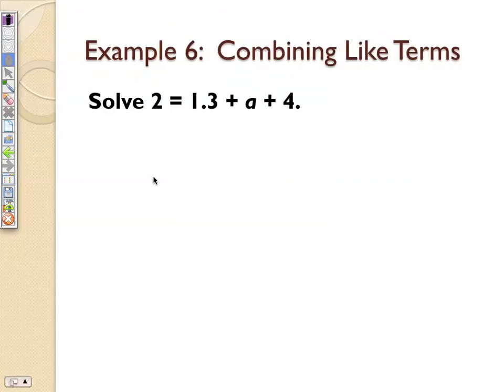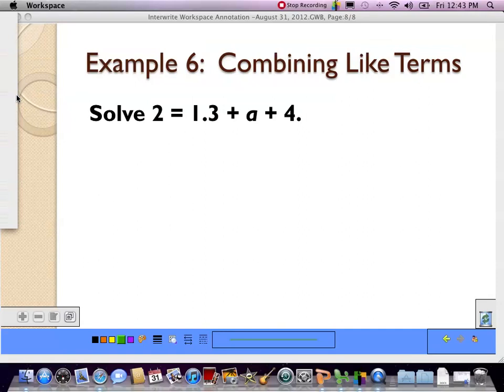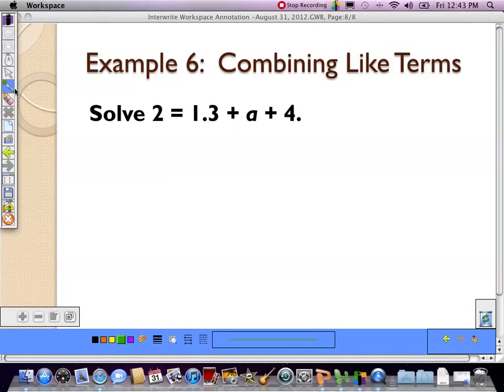All right, for example 6, we are going to use what you learned in the last lesson, and this is combining like terms. Sometimes you'll have to solve a one-step equation where you first have to combine any terms that are alike, just like this example. So let's start by drawing our line.